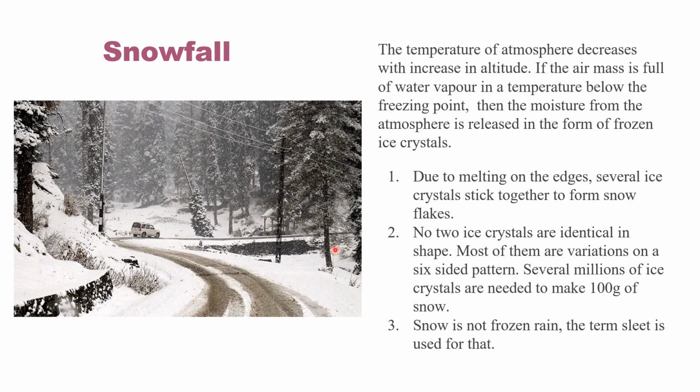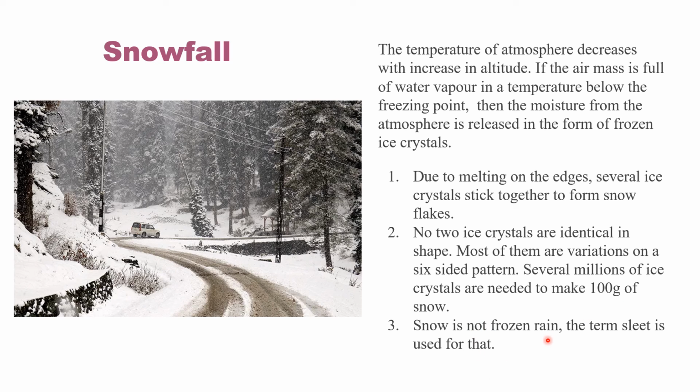If you go to Shimla, during winter season, or Uttarakhand, you heard about the recent accident that happened in Uttarakhand. These are the areas where you get a lot of snowfall. Okay, so it is great fun to play in the snow. So it happens when the temperature becomes very low, below the freezing point. Due to melting on the edges, several ice crystals stick together to form snowflakes. So you know there is a particular shape of the snowflake also. No two ice crystals are identical in shape. Most of them are variations on a six-sided pattern. Several millions of ice crystals are needed to make 100 grams of snow.